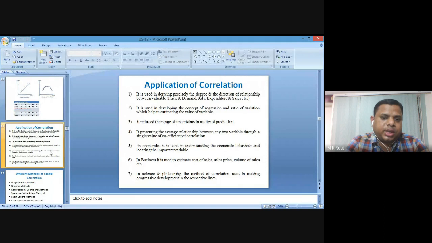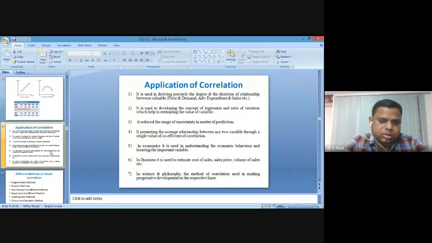Then point number 3, it reduces the range of uncertainty in matters of prediction. It provides a particular range of uncertainty, whether it is a straight line or a curvilinear correlation, that can be predicted with the help of correlation analysis. Then point number 4, it represents the average relationship between any two variables through a single value, the coefficient of correlation.